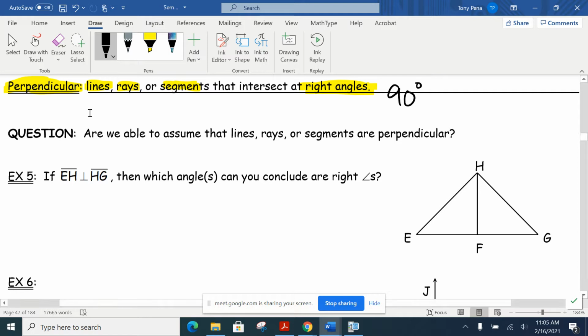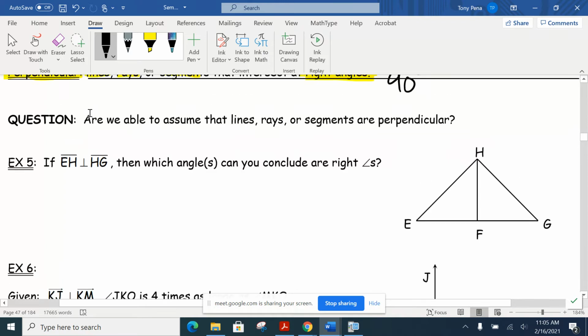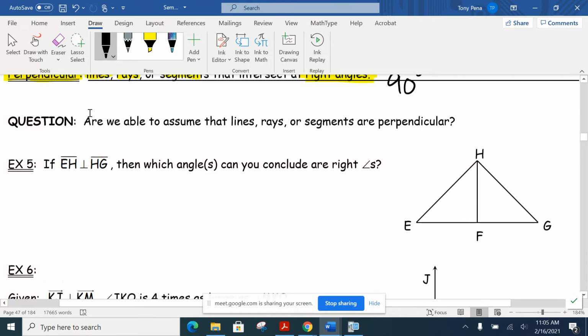The reason we talk about this in geometry is we don't want to assume anything. What this question is asking you is, are we able to assume anything is a perpendicular or set of perpendicular lines? You're going to say no. We never want to assume that. It applies to this question.